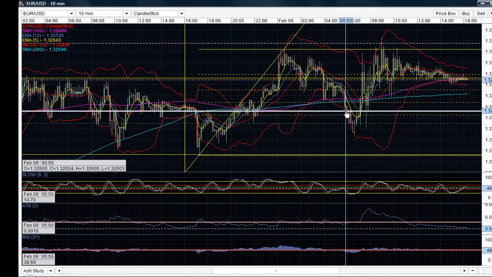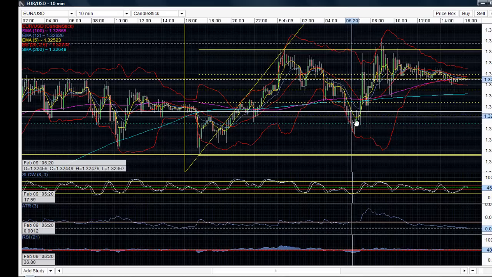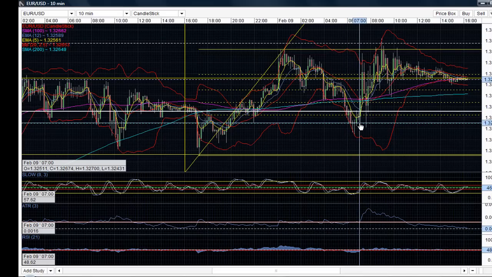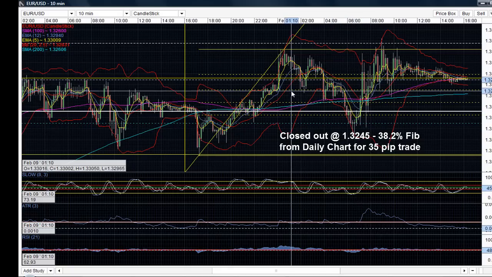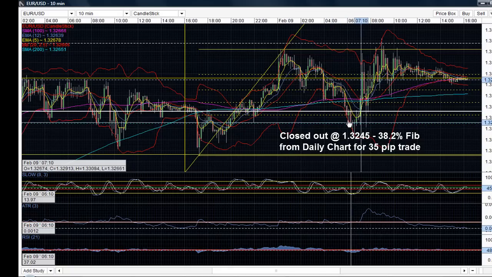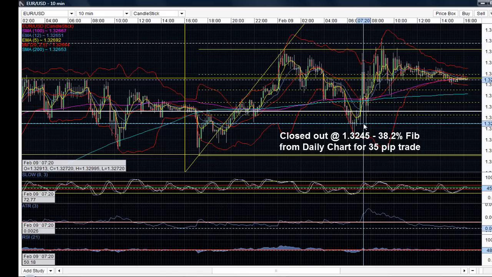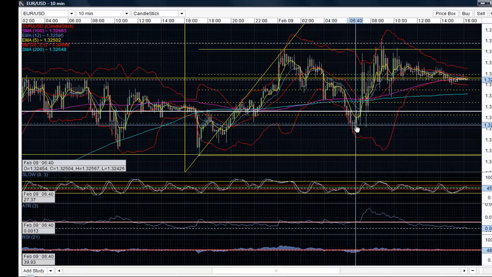Or you could have been a little bit riskier, and if you wanted to, you could have held on with the momentum and held your trade out until it reached this 32.45 level, which was our 38.2 fib level on our daily chart of the last leg down from our October high down to our January low. Then you could have closed out your trade here for about a 35 pip trade. So that was an opportunity to go short.